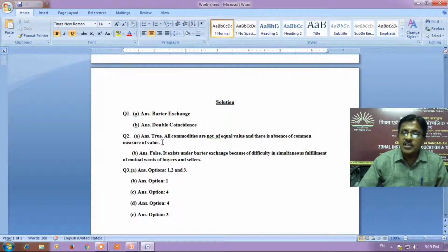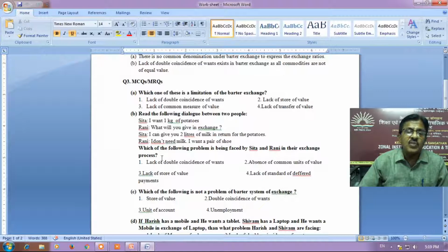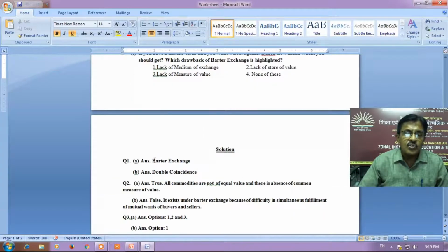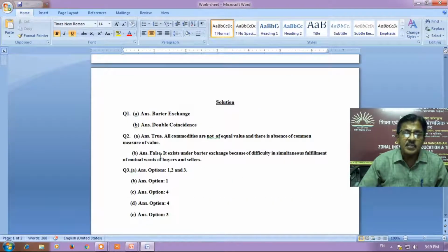So now the board is asking the reason also, whether it is true or false. If you say true, give the reason; if you say false, give the reason. So don't forget to give the reason for your statement. Then number B, lack of double coincidence of wants exists in barter exchange as all commodities are not of equal value. So the answer is false. It exists under barter exchange because of difficulties in simultaneous fulfillment of mutual wants of buyers and sellers.